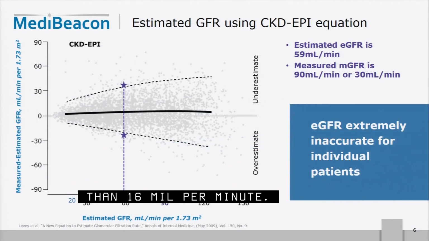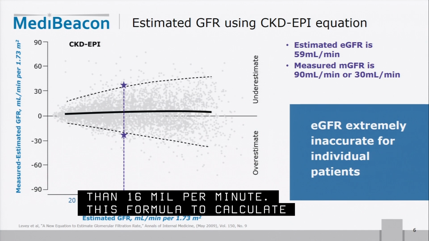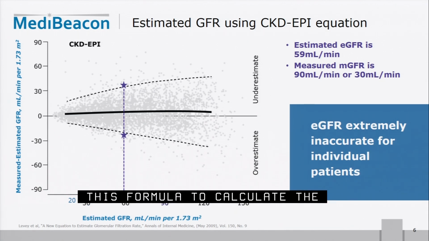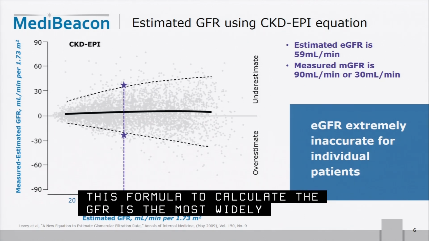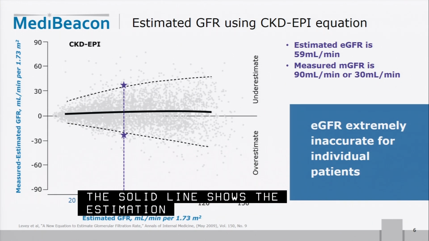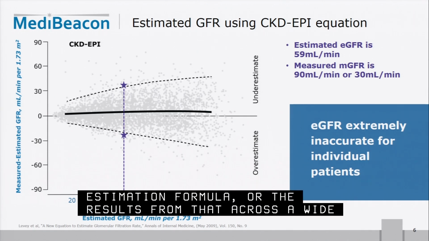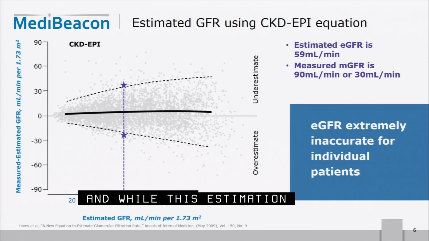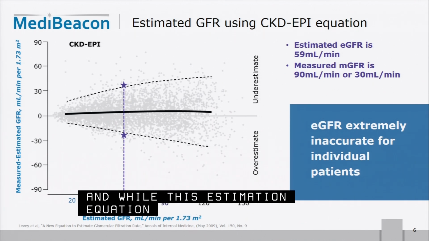This formula to estimate the GFR in patients with chronic kidney disease, called the CKD-EPI equation, is the most widely used eGFR estimation formula. The solid line shows the results from that formula across the wide range of GFR. And while this estimation equation is beneficial for population health, each of the small gray dots shows an individual patient in this study.